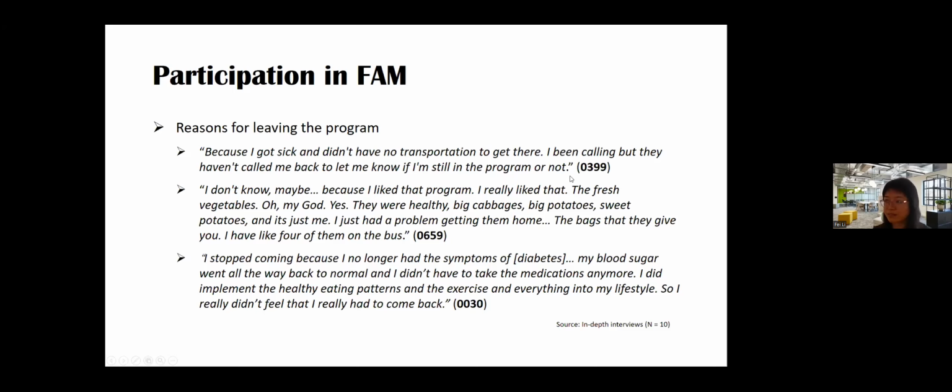So this first participant said, because I got sick and didn't have no transportation to get there. And the second wasn't really sure why she left, but she did say it was a problem getting the groceries home, especially because she's using the bus to get there. And here we have a happier example of why people stopped coming: she got rid of the symptoms, or got her blood sugar under control and felt like she didn't have to come anymore.